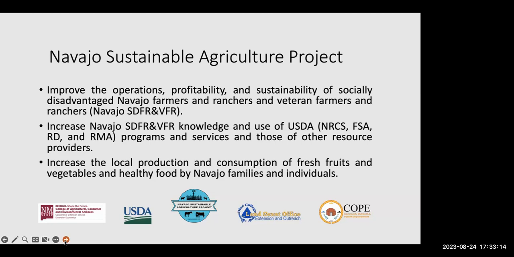And as far as increasing our producers' knowledge in the use of USDA programs, which most of you on here may know, such as the NRCS, FSA, Rural Development, and Risk Management Agency, and services of other resource providers. This can include programs on the Navajo reservation, such as the Agriculture Infrastructure Fund. And lastly, but not least, increase local production and consumption of fresh fruits and vegetables and healthy foods by Navajo families and individuals through our gardening programs. So with that being said, that's just a summary of who we are as a project.